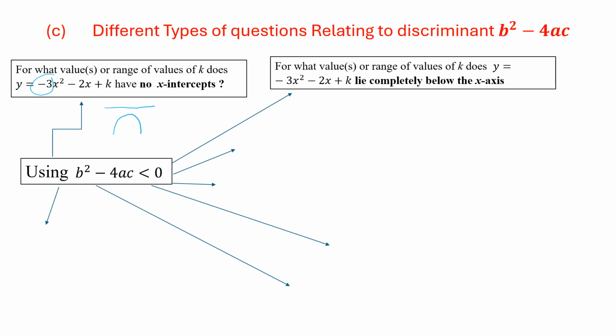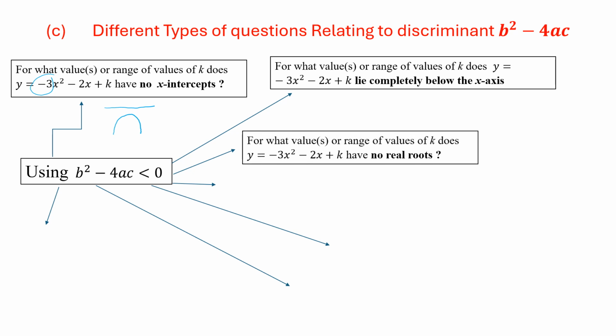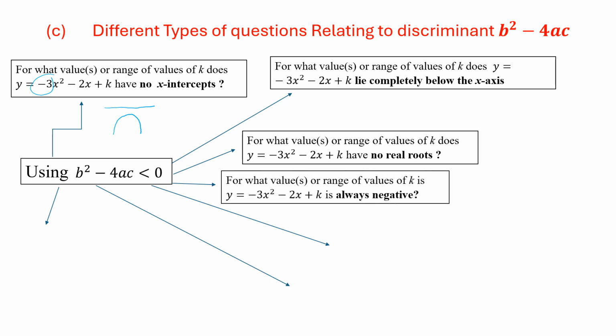So it can also be, like what I've just mentioned, for what values or range of values of k does the curve lie completely below the x-axis. So it's equivalent to the first one that we asked, have no x-intercept. Let's look at the third one, have no real roots. Okay. The question can also be: find the values or range of values of k where the curve is always negative. So always negative means this case here, which means it's completely below the x-axis. Okay, it is an n-shaped curve because the coefficient of x squared is negative. So how about other equivalents?